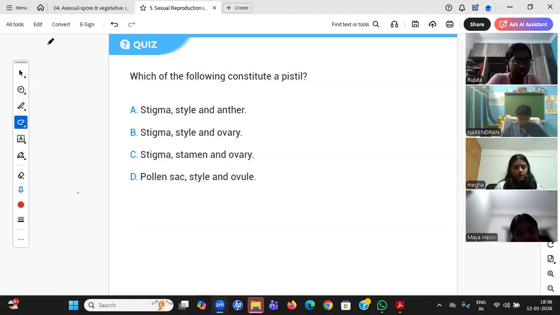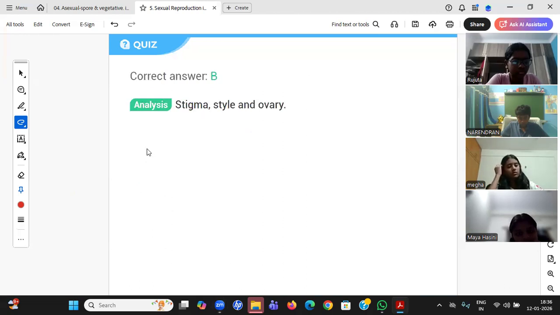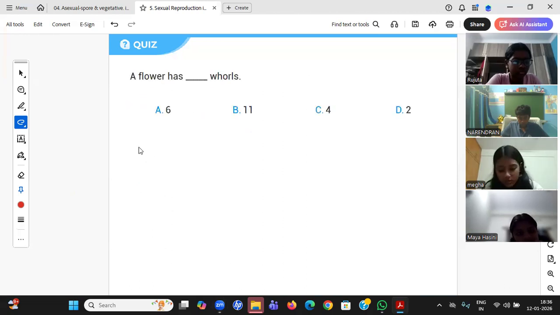Okay, so what's the answer, student? Mega gave the right answer, Maya right, Narendran right, Rujuta right. Stigma, style, ovary, the three parts of the pistil. A flower has, easy question, how many whorls, how many arrangements of sepals, petals, stamen, pistils? So obviously the answer should be 4. Maya right, Rujuta right, Narendran right, Mega right, 4.